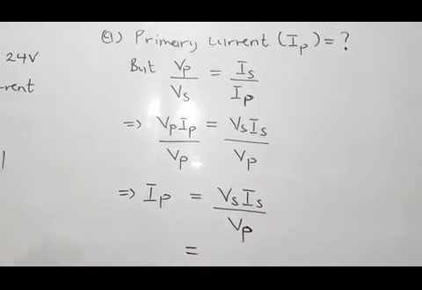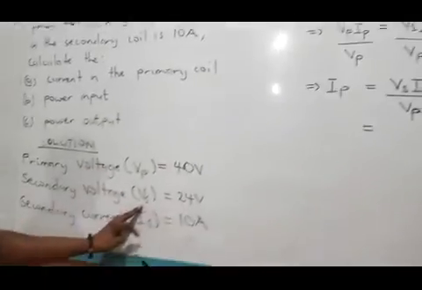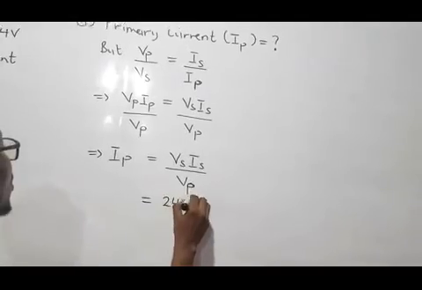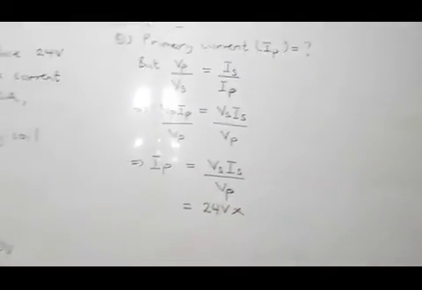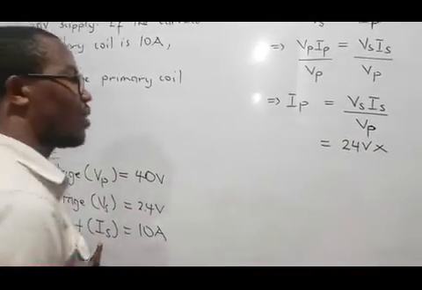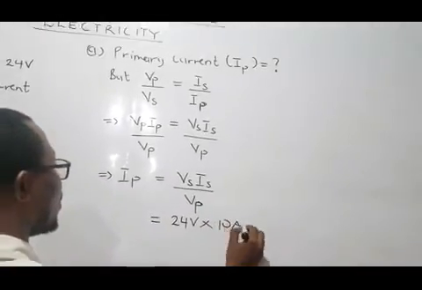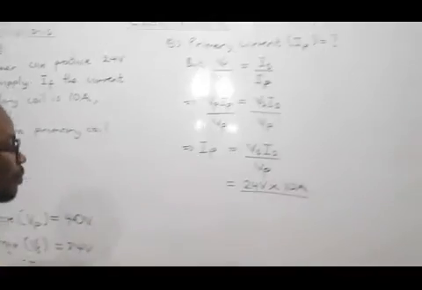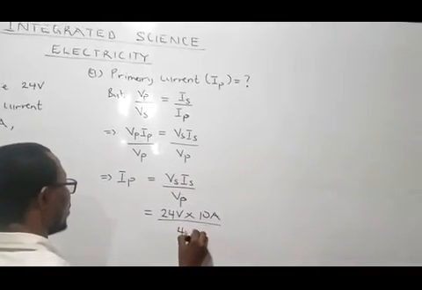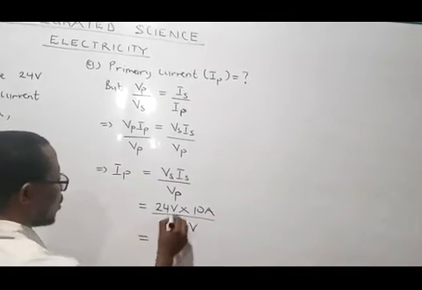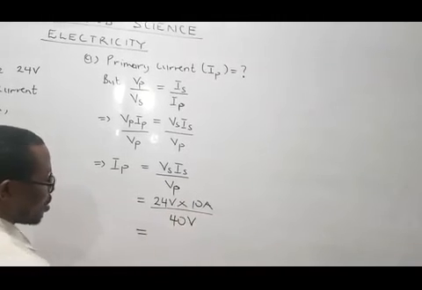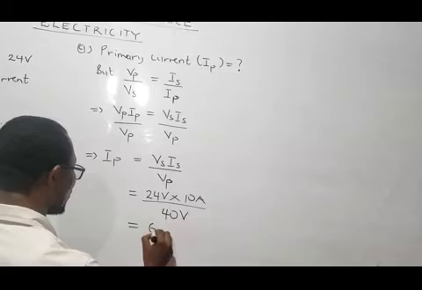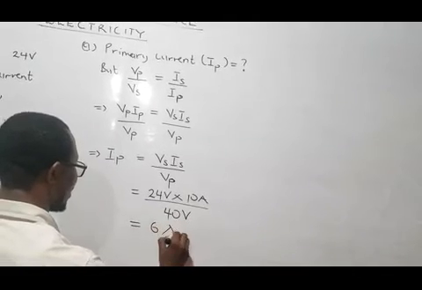If you do the substitution, the value of Vs is 24 volts. The value of Is is 10 amperes. And then the value of Vp is 40 volts. The volts cancel out. This 0 cancels that. So you have 24 over 4, which is equal to 6. So 6 amperes.